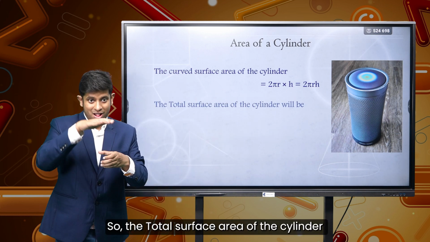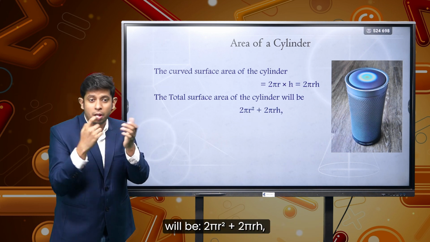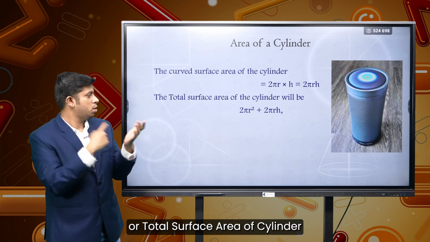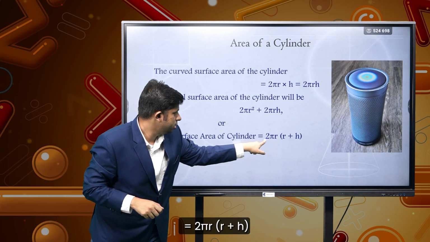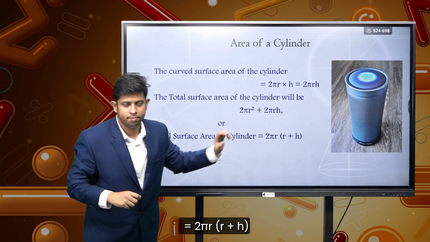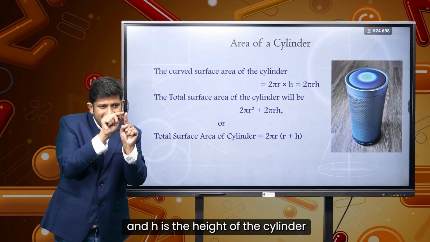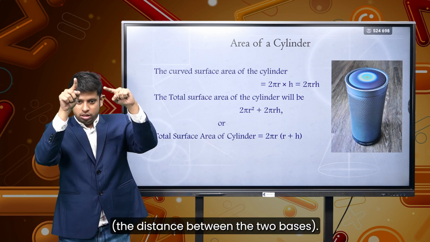So, the total surface area of the cylinder will be 2 pi r square plus 2 pi r h, or total surface area of cylinder is equal to 2 pi r into r plus h, where r is the radius and h is the height of the cylinder, the distance between two bases.